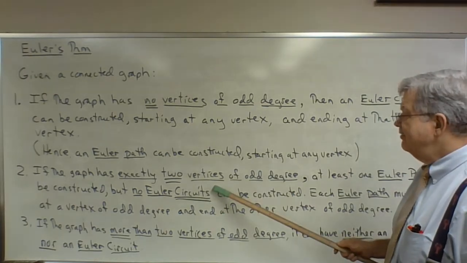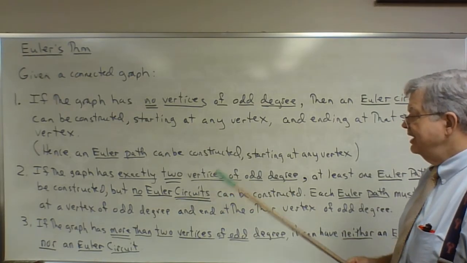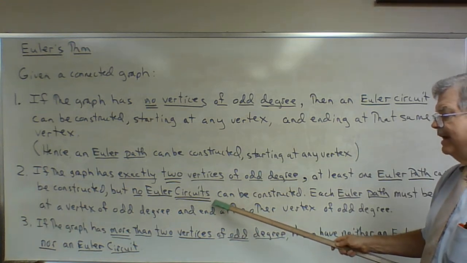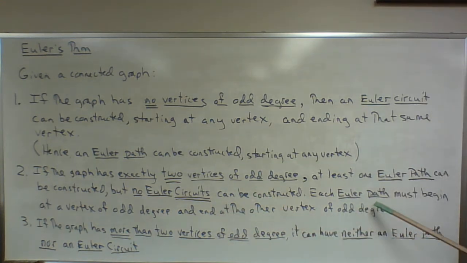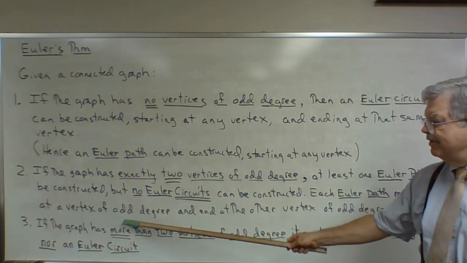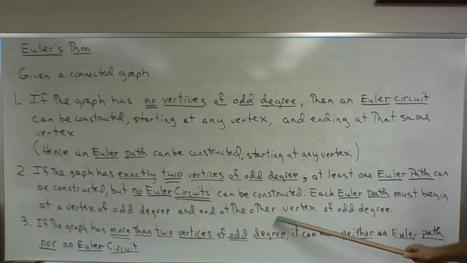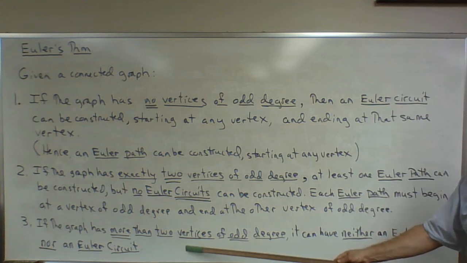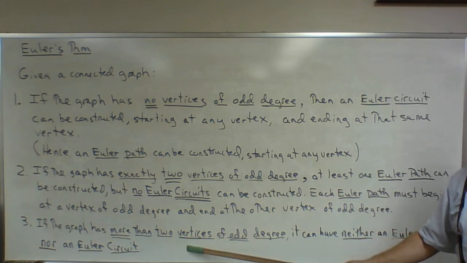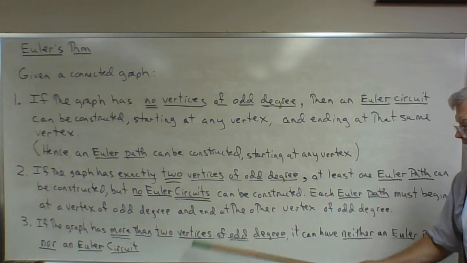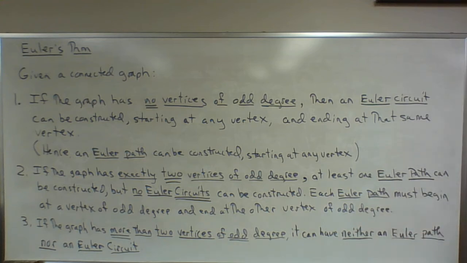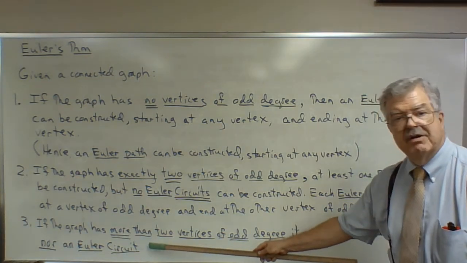If we have two vertices of odd degree, we're not going to get any Euler circuits, but we can construct Euler paths provided that the path starts at one vertex of odd degree and ends at the other vertex of odd degree. And if the graph has more than two vertices of odd degree, we don't have Euler anything. We don't have Euler paths, and we don't have Euler circuits.